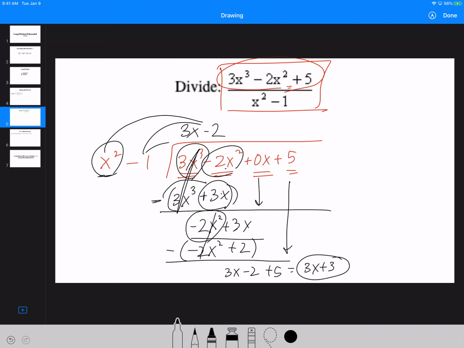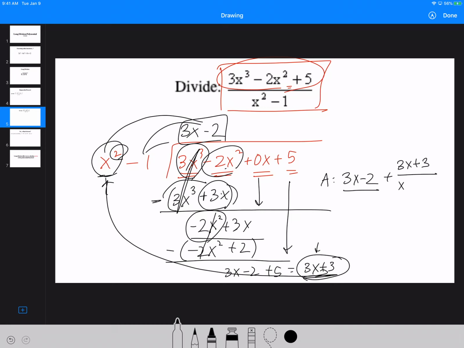Now here, notice how I have an x and I have an x squared. You cannot fit x squared into an x because I have a higher degree in the divisor compared to what we have as a remainder. So this is the extent of how far I could go. So my answer, 3x minus 2, our quotient, plus 3x plus 3, our remainder, over our divisor, which is x squared minus 1. You will always leave your answer in this format.